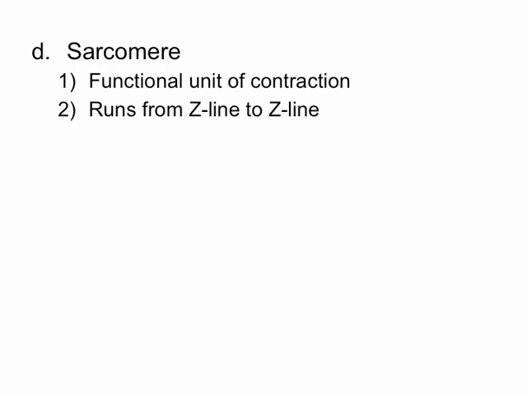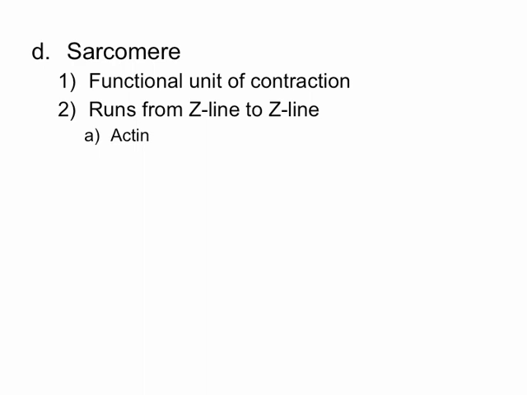Now, if we want to look at the functional unit of a muscle cell, we would call that a sarcomere. This is what's actually doing the contracting inside of the muscle. If we wanted to put borders on it, we would say it runs from something called a Z-line to the next Z-line.